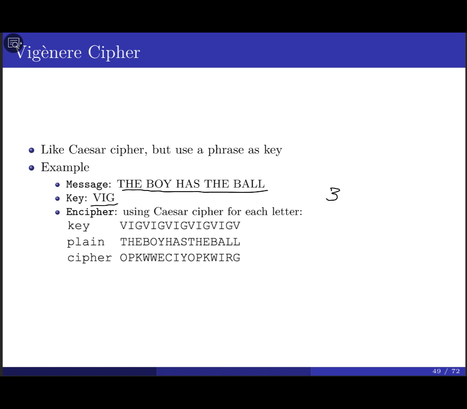Then I'm going to write the keyword across the top of the text that you wanted to encrypt. So this is the text, okay? And this is going to be the keyword. You see that? I'm repeating VIG, VIG, VIG, VIG, and so on, continuing until it matches all the plain text. Okay? Now we start to perform encryption.